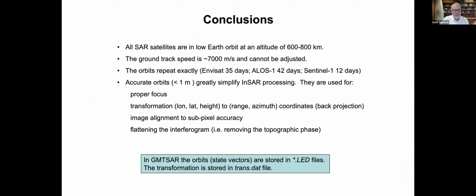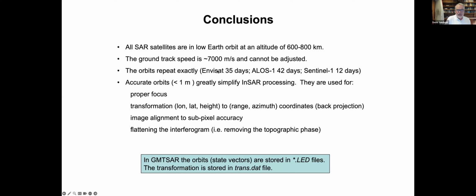So in conclusion, all SAR satellites are in these low Earth orbits at an altitude between 600 and 800 kilometers. You can't be much lower than 400 kilometers because you're in the atmosphere of the Earth, and you can't go out higher than this because you don't get much energy back from your radar as you go higher and higher. So this is the sweet spot of the orbital altitude. Given those numbers, and you plug that into that theory that I showed where you're balancing the gravity force and the centrifugal force, the ground track speed is going to be somewhere around 7,000 meters per second. Can't really change that number.